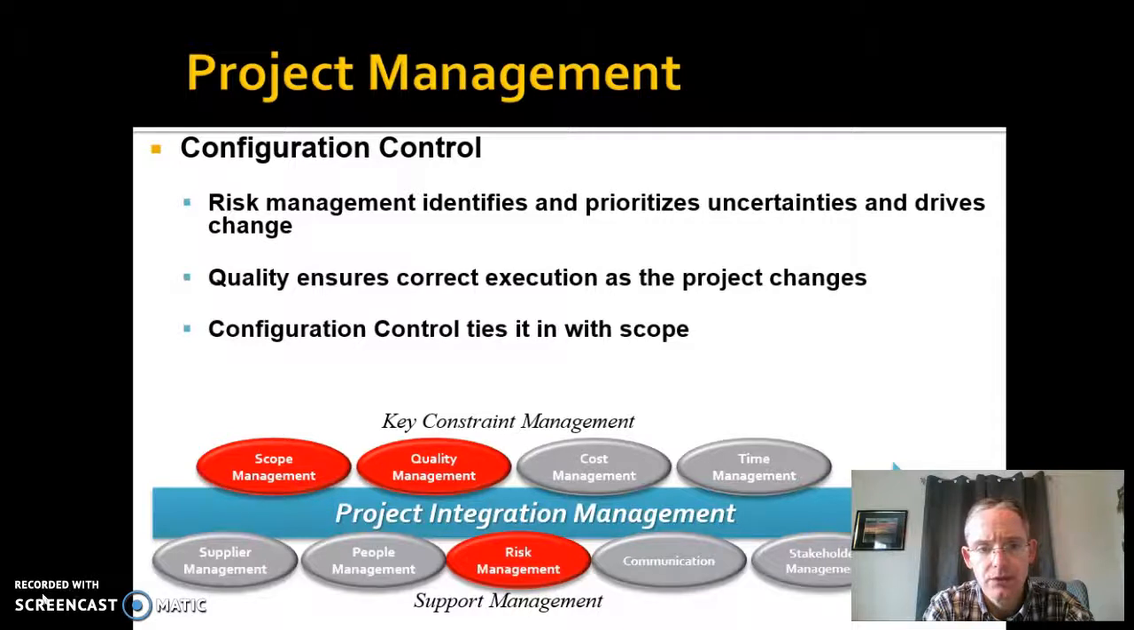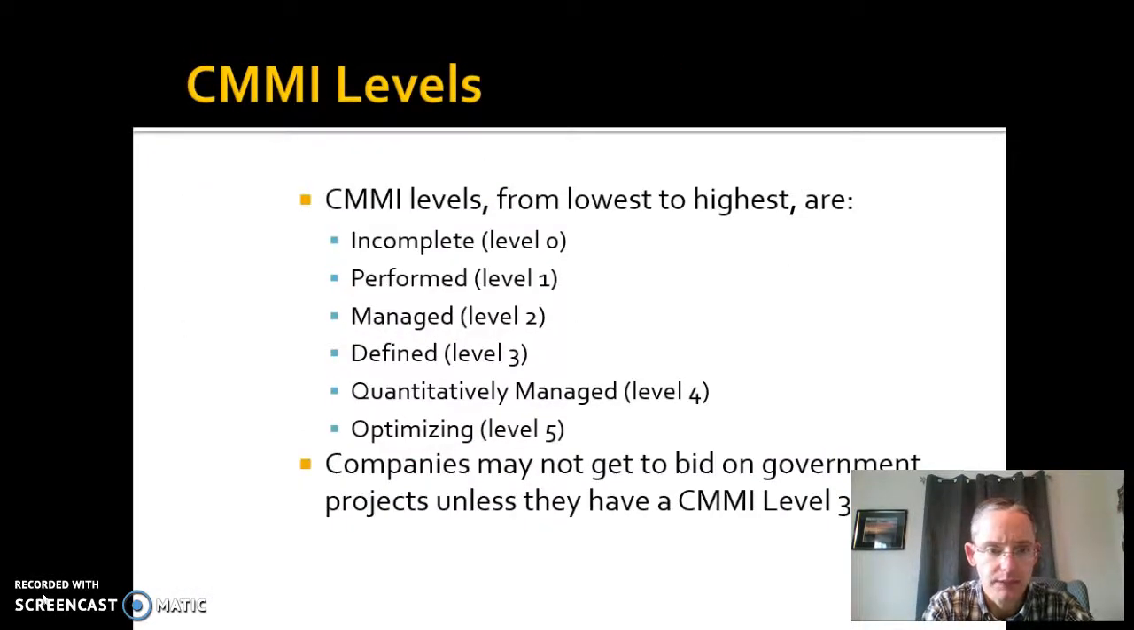What you're doing with configuration control is identifying, prioritizing uncertainties, and driving change. Quality is the correct execution. Configuration control ties all that together with scope. So the three main areas that we've got listed here, risk management, quality, and scope, kind of tied together using the configuration control mechanisms and processes.